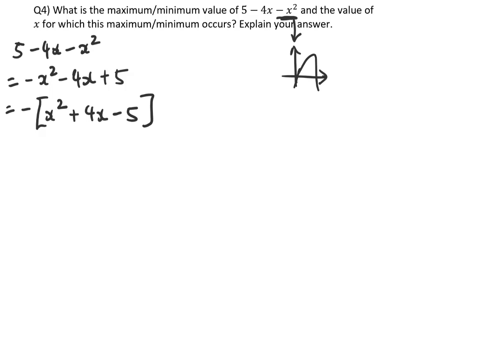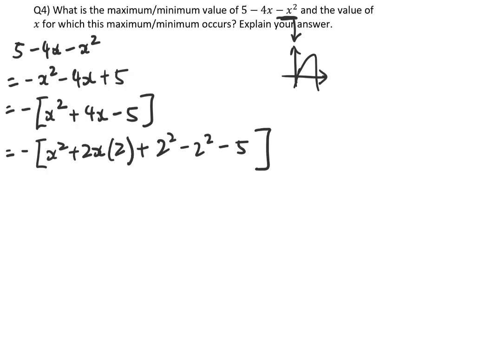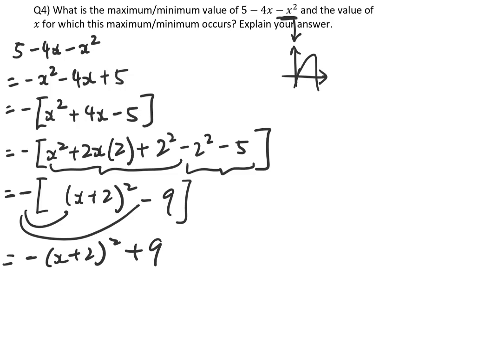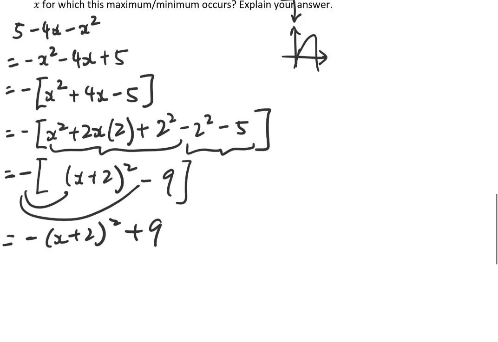Oh, sorry, this should be a curved bracket. Please take note. Okay, so now minus, so these three would be x plus 2 squared. The rest is minus 9. Expanding, I'll get minus x plus 2 squared plus 9. Right? So now I can write my proof already.